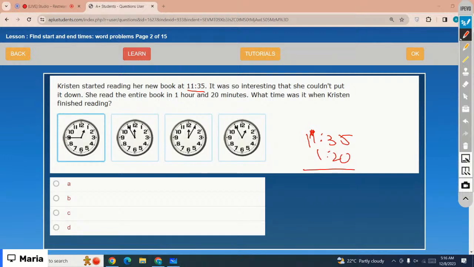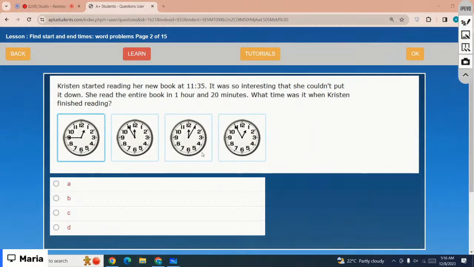So which is the correct option? That will be 12:55. So the correct option is option number D. Isn't it? And the correct option is option number D. Got it? That is 12:55. The last one is the correct option. Very good.